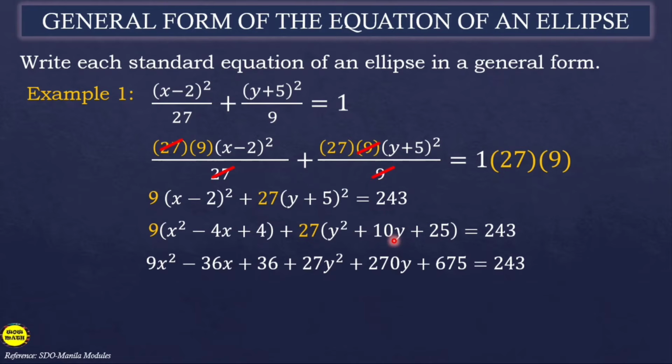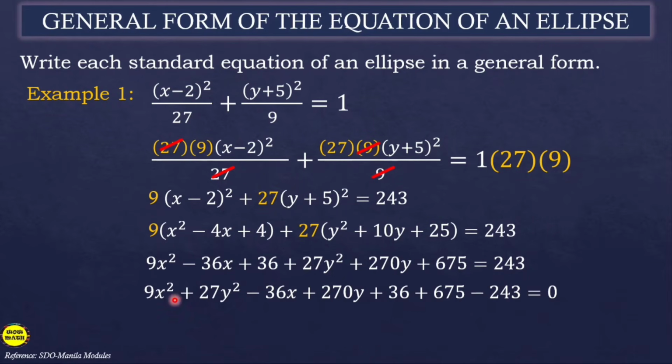27 times 10y, that is 270y. 27 times 25, that is 675, is equal to 243. So dito ayusin na natin yung arrangement and then pagsasamahin natin lahat ng constant term kasama si 243. So si 243 lipat natin dito sa left side. Kailangan maging 0 ang nasa right side.